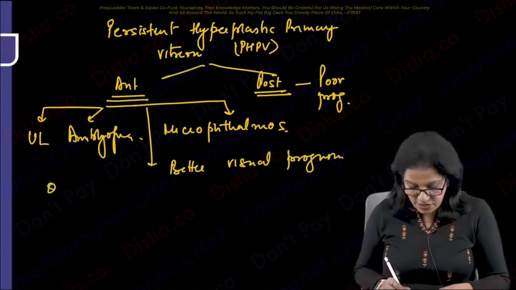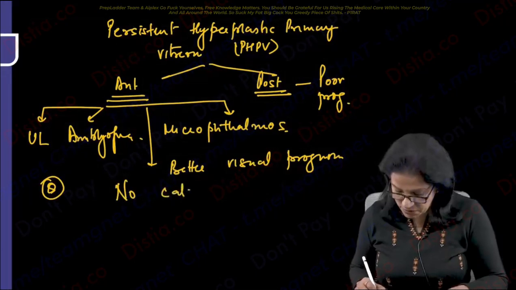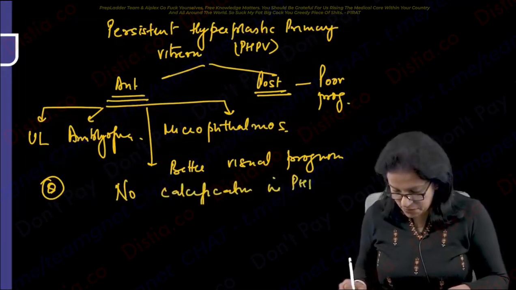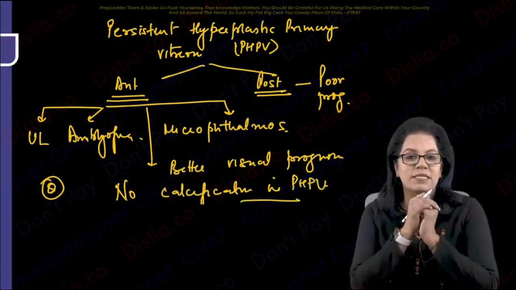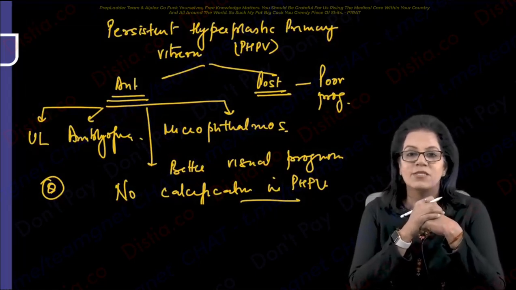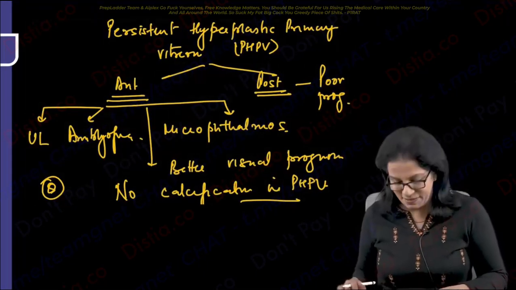So, posterior PHPV has got a poor prognosis, whereas anterior PHPV has better visual prognosis. And another, in relation to exam question, please note down, there is no calcification in PHPV. These are the few points which will serve our purpose. This was about persistent, and I think you have learned this. What is the cause of leukocoria? We have learned in the causes of leukocoria, persistent hyperplastic primary vitreous, right?